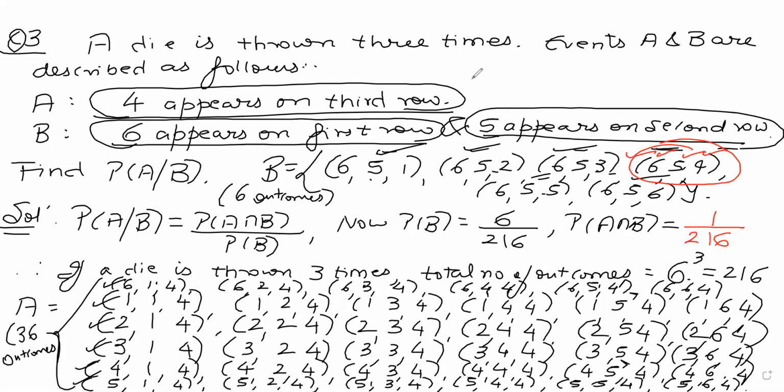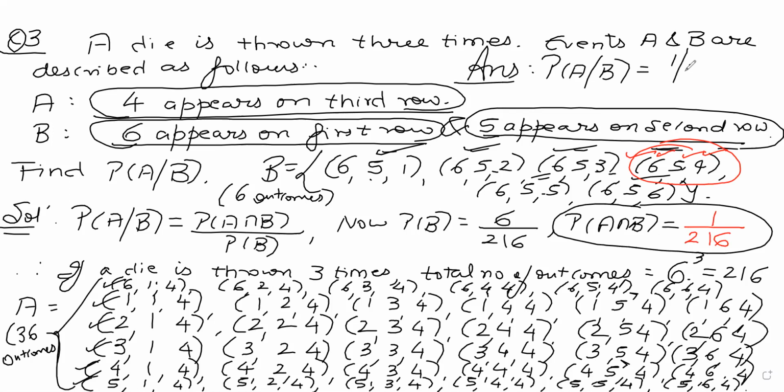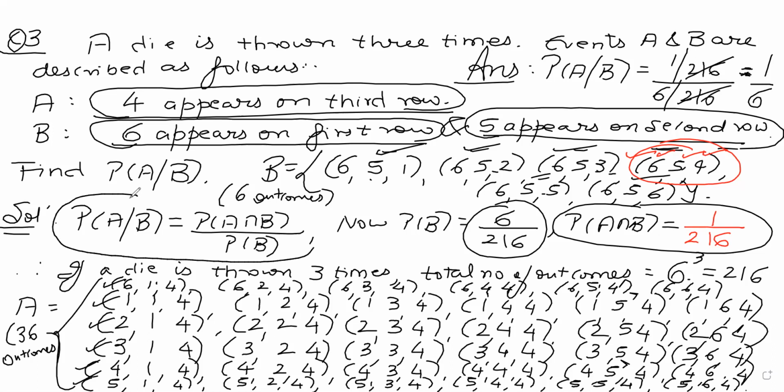So now what will my required answer be? Probability of A given that B has occurred is equal to probability of A intersection B, which is 1 upon 216, divided by probability of B, which is 6 upon 216. 216, 216 cancels. Our answer is 1 upon 6. So again, all we have done is use the concept of conditional probability, the formula.